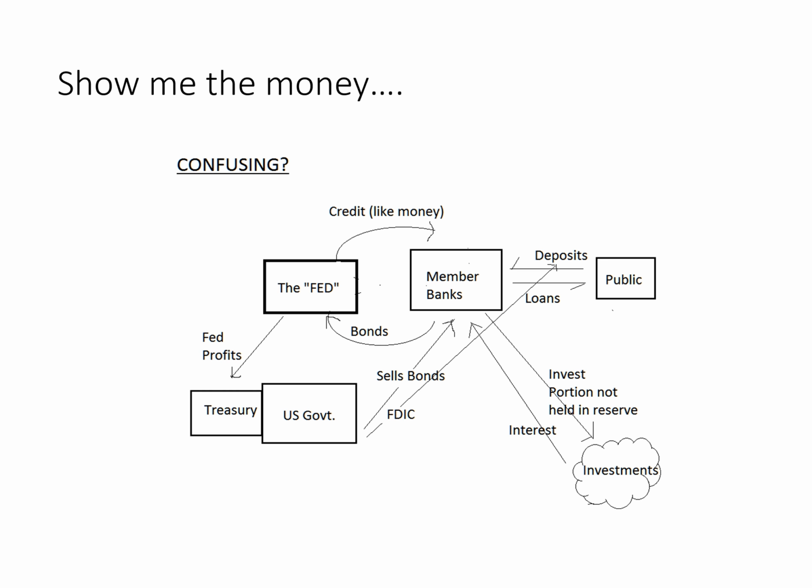Here is a chart of show me the money. It's quite confusing, right? The Fed issues credit, like money, to the banks. Banks sell in bonds. Profits go to the Treasury. Member banks also take in deposits from the public. They make loans back to the public. They also use cash to make investments. This goes back to the member banks, right?